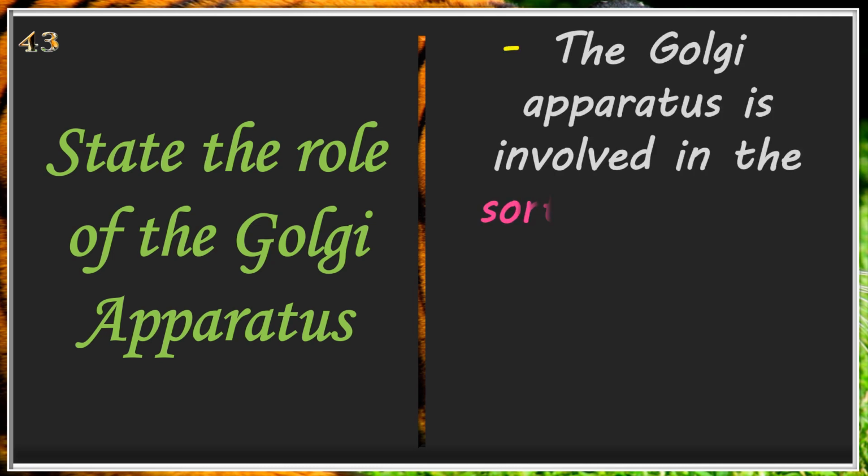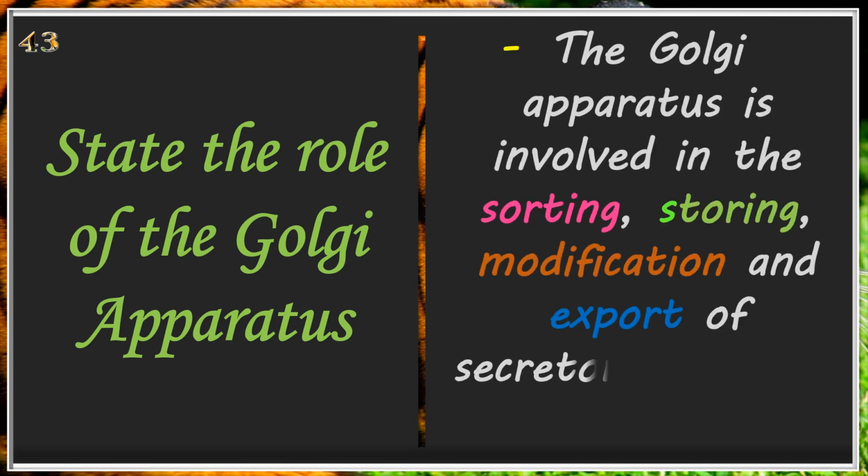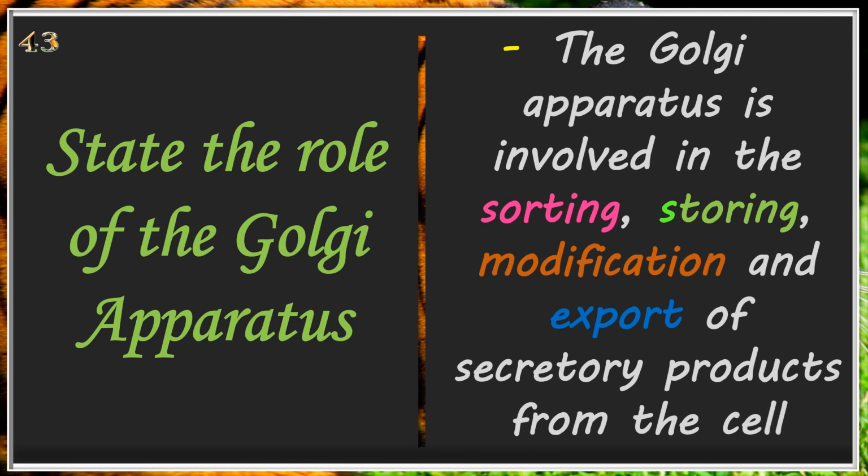State the role of the Golgi Apparatus. Sometimes we call them Golgi bodies. The Golgi Apparatus is involved in sorting, storing, modification, and export of secretory products from the cell.